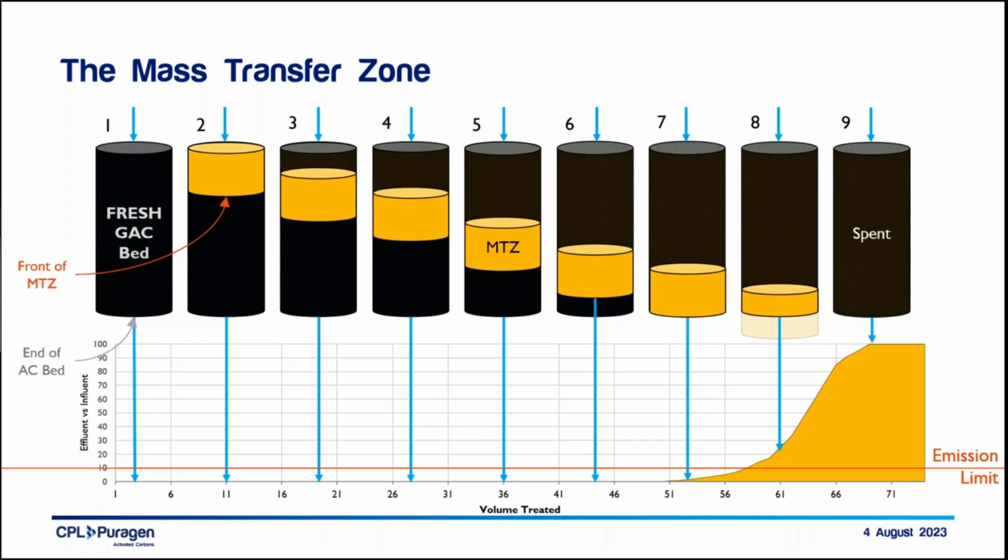The mass transfer zone is affected by a lot of conditions, operating conditions, properties, but things that are particularly noteworthy are the temperature, fluid velocity, and indirectly, therefore, the empty bed contact time, and the overall fluid composition. In gas treatment applications, humidity is also a key condition.